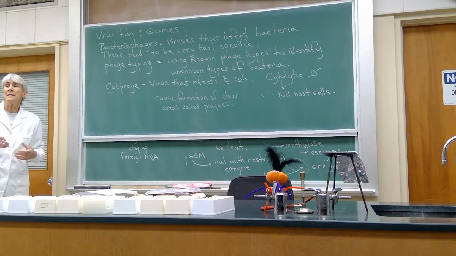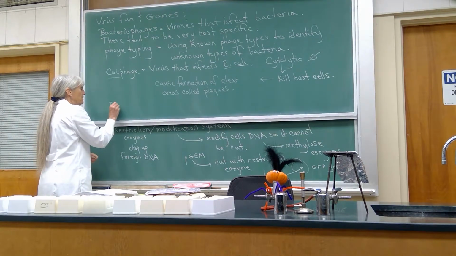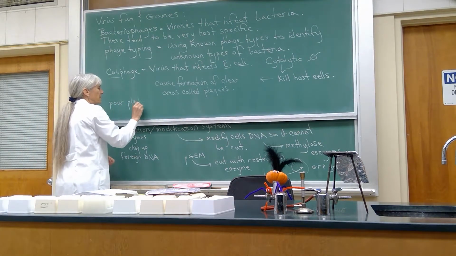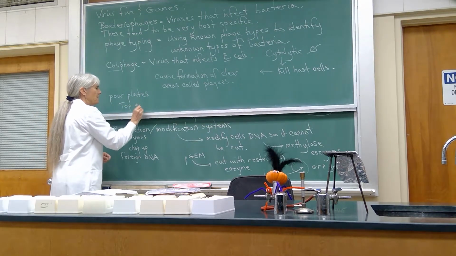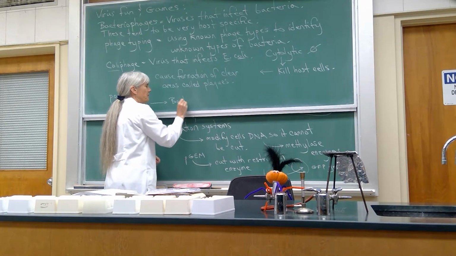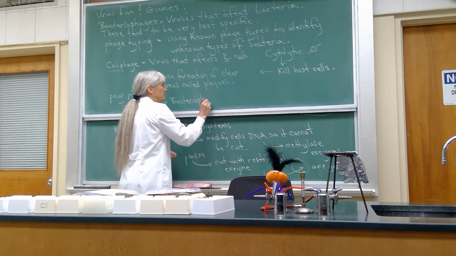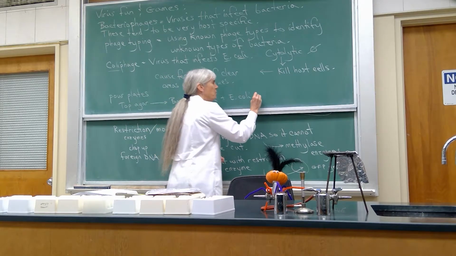But these plates are made by a method that you guys haven't done yet. We've done streak plates, and you've done plates where you put liquid on the plate and then spread it around with a glass spreader. Done that a couple of times. Tonight we're going to be doing pour plates. What pour plates involve is using a substance called top agar, and you have to put into that your bacteriophage and E. coli, and then you pour that on the plate.